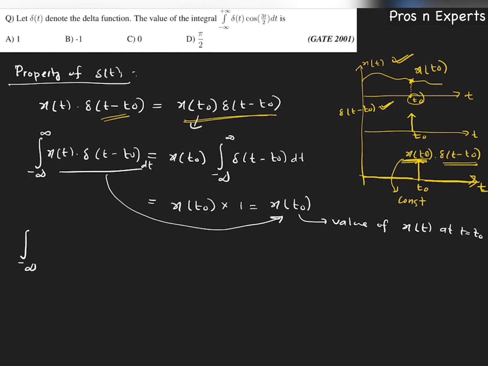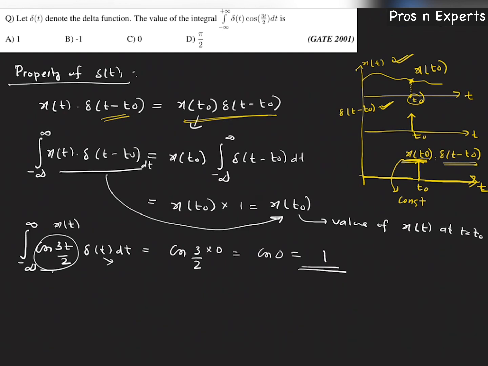So the integral from minus infinity to infinity of cos 3t by 2 into delta of t dt will be equal to x of t0. Here x of t is cos 3t by 2. So x of t0 means cos of 3 by 2 into what is t0? t0 is 0 here. Delta of t is shifted by 0 units. So cos of 3 by 2 into 0 is cos 0, equal to 1. So option A is correct.